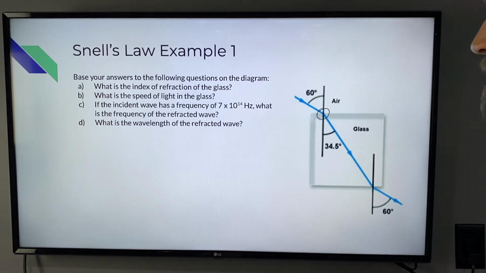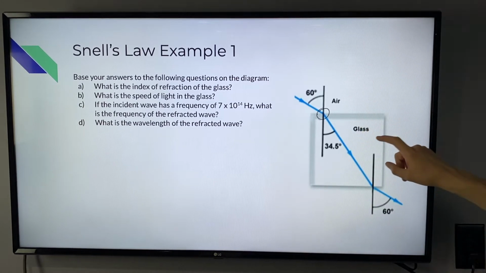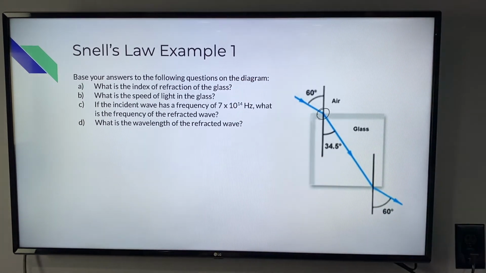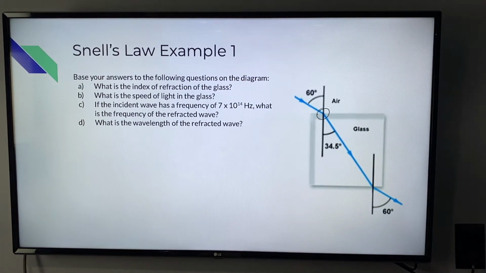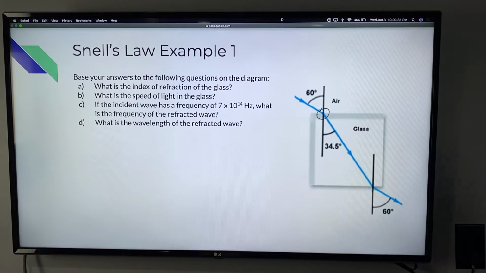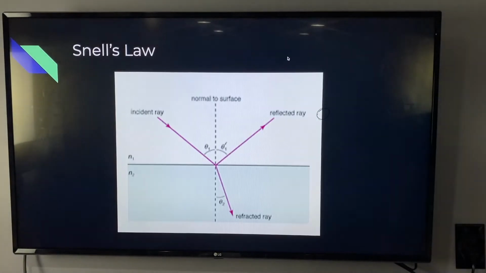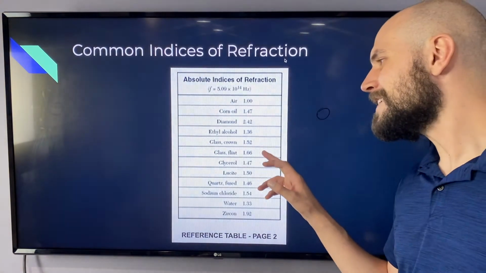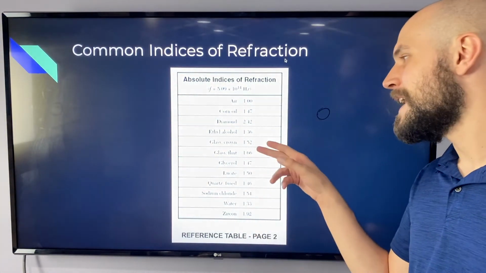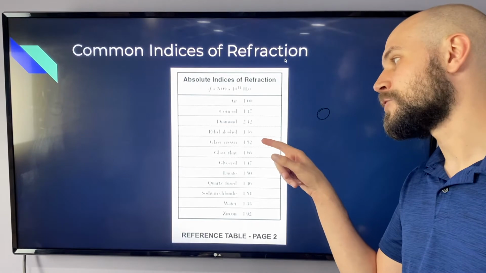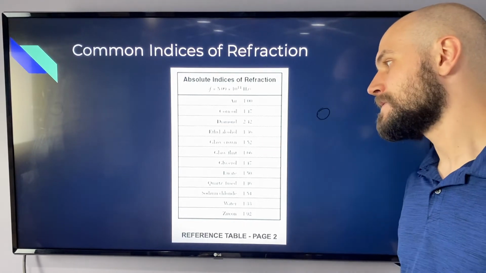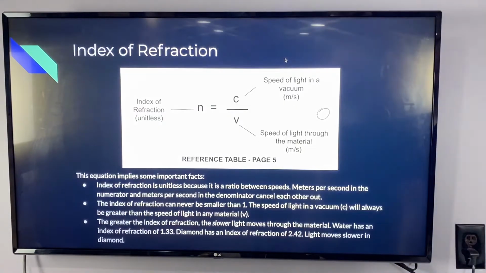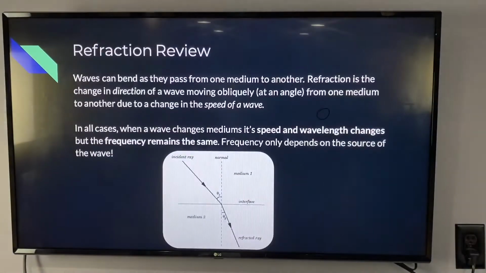Now, a lot of you guys might be looking at this question and say, hey, I remember seeing glass on our reference table. Let me just run and grab the index of refraction of that glass. But if we look back at our table, it didn't tell us what type of glass we have. And it only gives us two different types here, crown glass and flint glass. So we can't assume that it's one of these types of glass. We're going to have to do some calculations to figure it out.